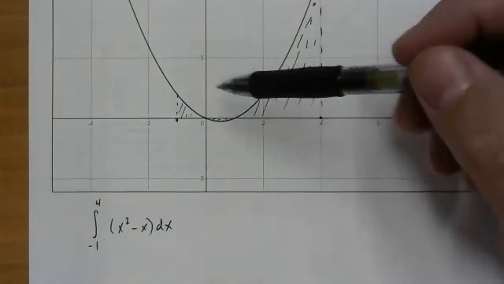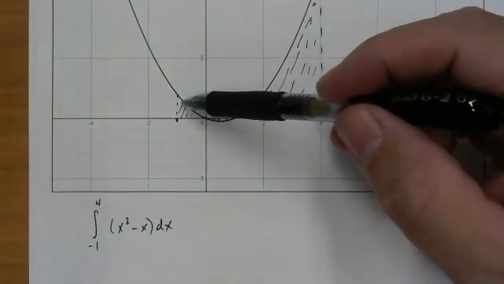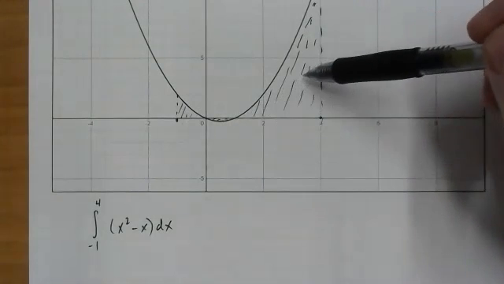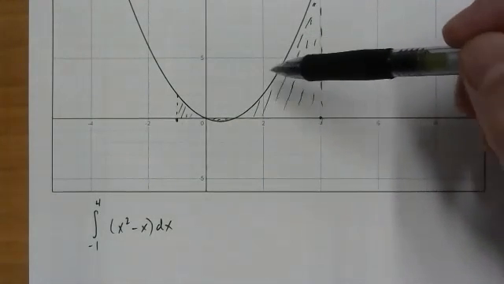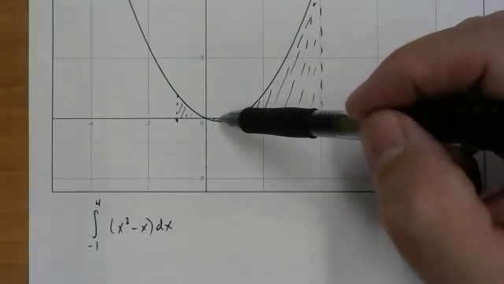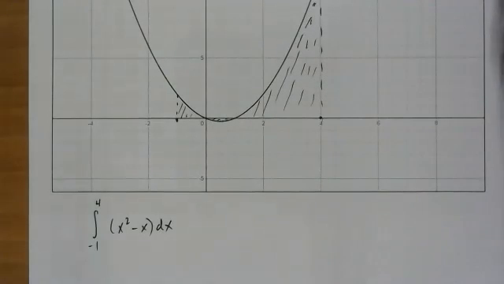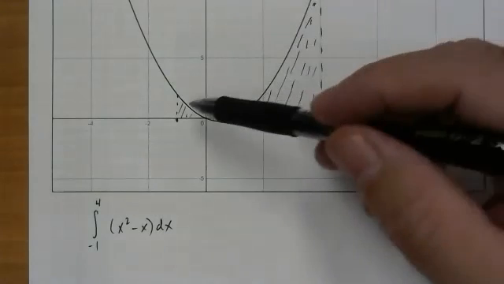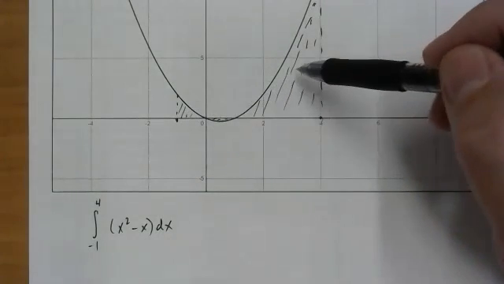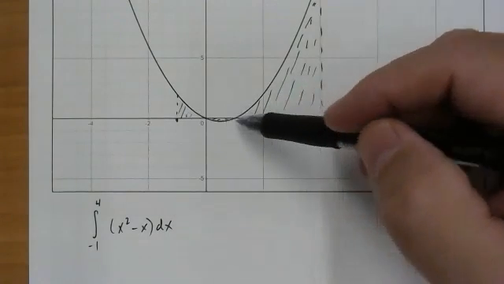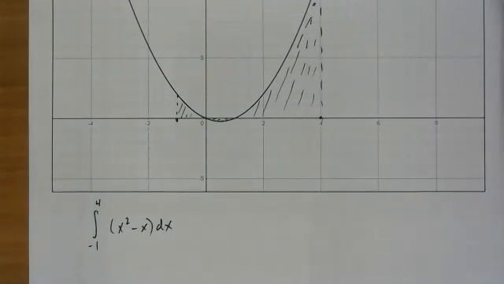If someone wanted to, they could find the area of this part, the area of this part, and the area of this part. And then you add them together, making the area of this part a negative number, and you would get the answer. But the nice thing is we don't have to break it up into three different regions. I could just do the whole thing all at the same time. So let's go and do it.